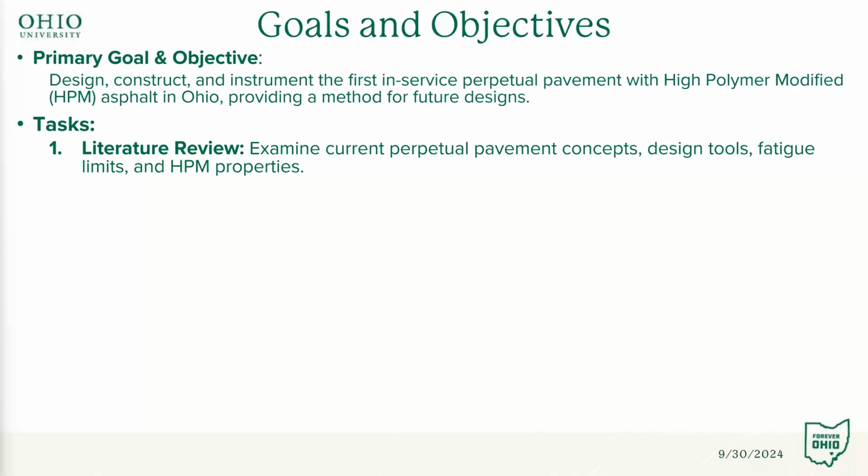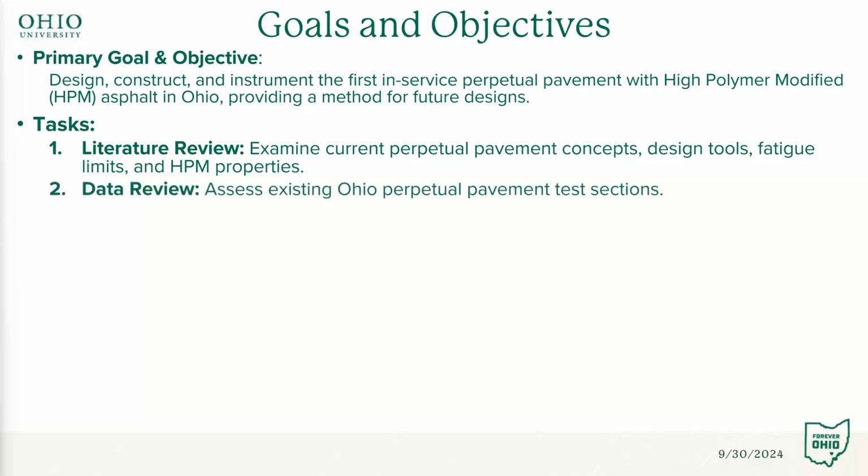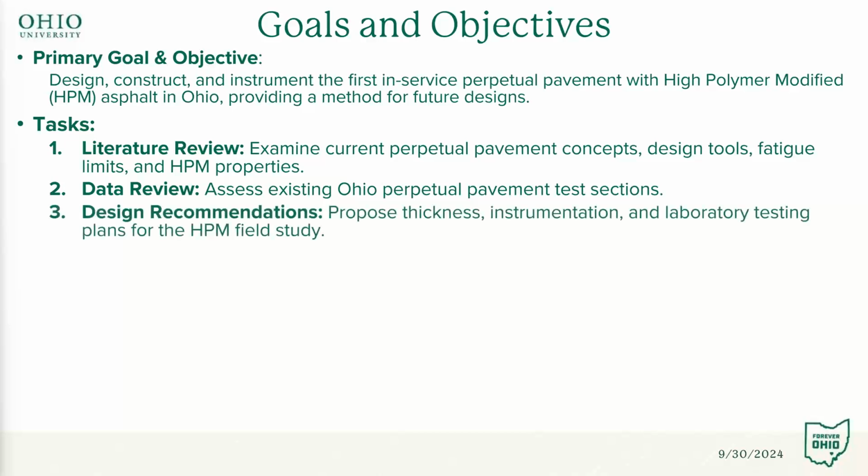The task we were tasked with is to conduct a comprehensive literature review, to examine the current perpetual pavement concept, design tools, fatigue limit, and HPM properties, review all the data and assess the existing data from the perpetual pavement test sections in Ohio and other sections that included high polymer additive. Conduct a study and design the recommendations for the test section, proposed thickness, instrumentation, laboratory testing, plans for the HPM field study.